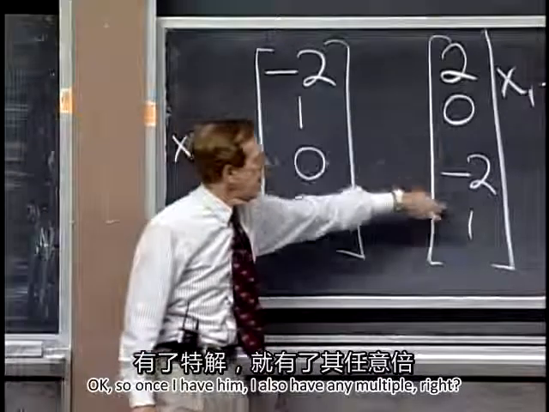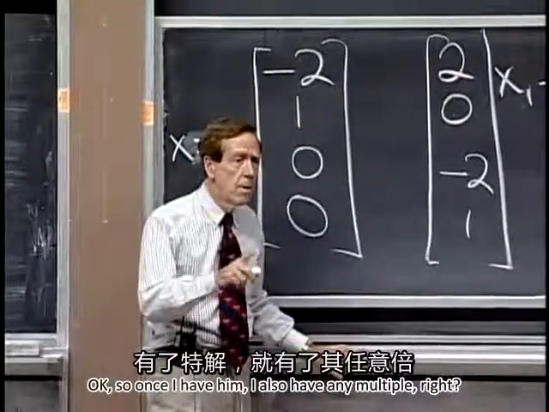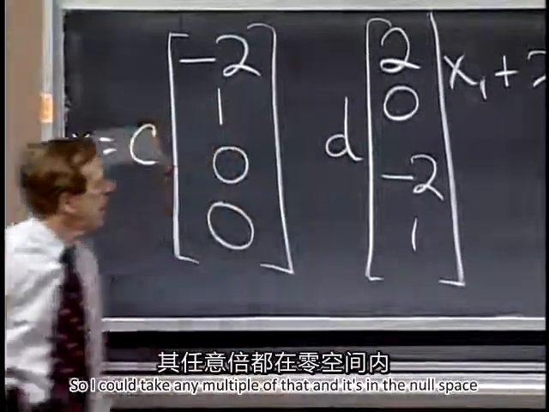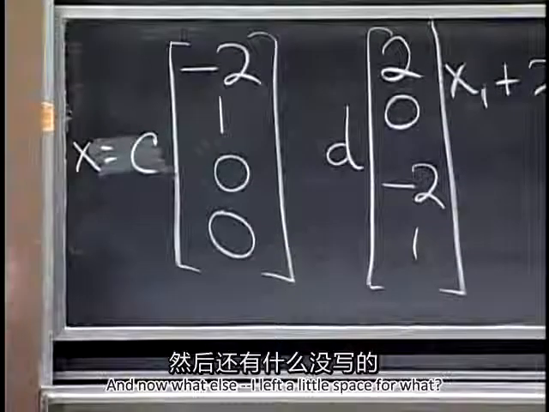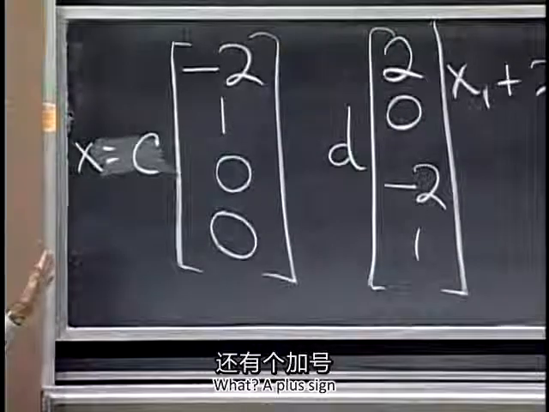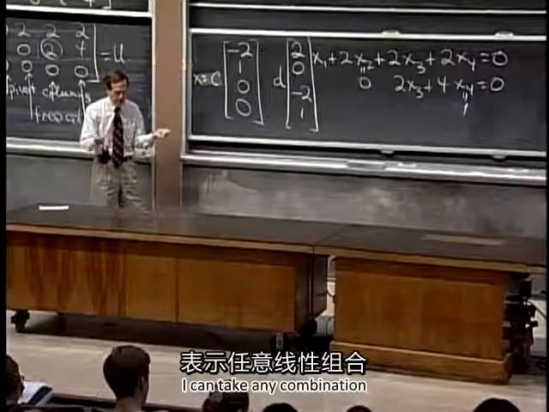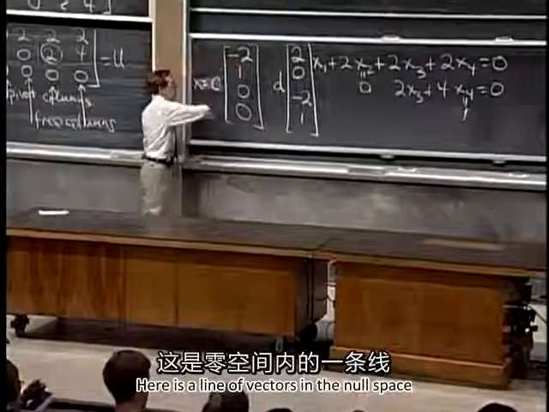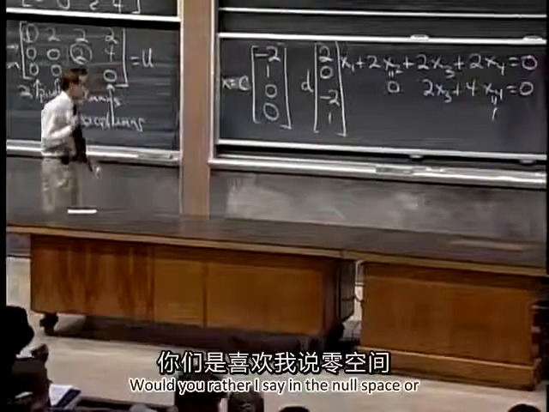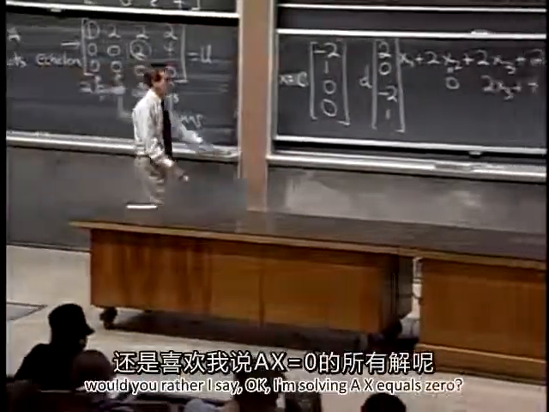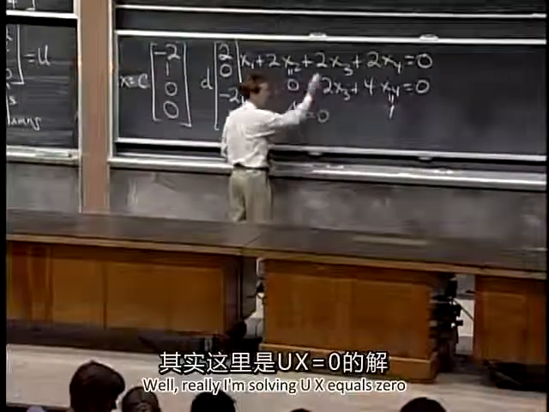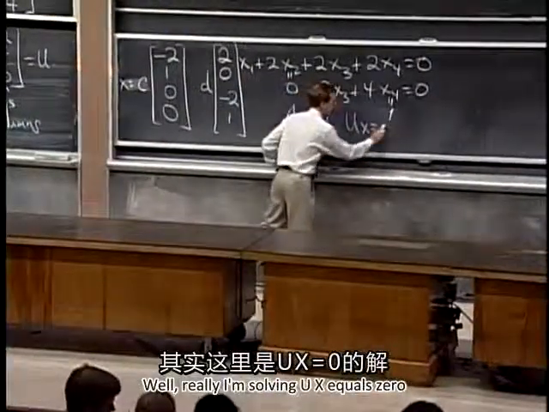Okay, so once I have him, I also have any multiple, right? So I could take any multiple of that, and it's in the null space. And now what else? I left a little space for what? A plus sign. I can take any combination. Here's a line of vectors in the null space, a bunch of solutions. Would you rather I say in the null space, or would you rather I say, okay, I'm solving Ax equals 0? Well, really, I'm solving Ux equals 0.